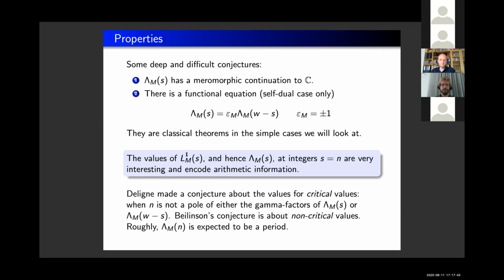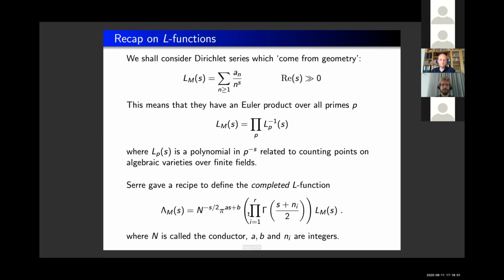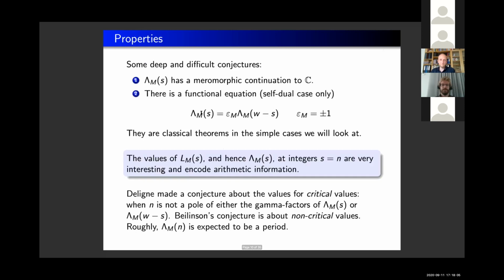Roughly speaking, there are two types of values you're interested in: the critical values and the non-critical values. The critical values are the integers n where n is neither a pole of the gamma factors. Recall the gamma factors are here, and we know exactly what the poles of gamma are. So they're not a pole of the gamma factors occurring in here, neither are they a pole of the gamma factors occurring in this L function on the other side. So that's a critical value.